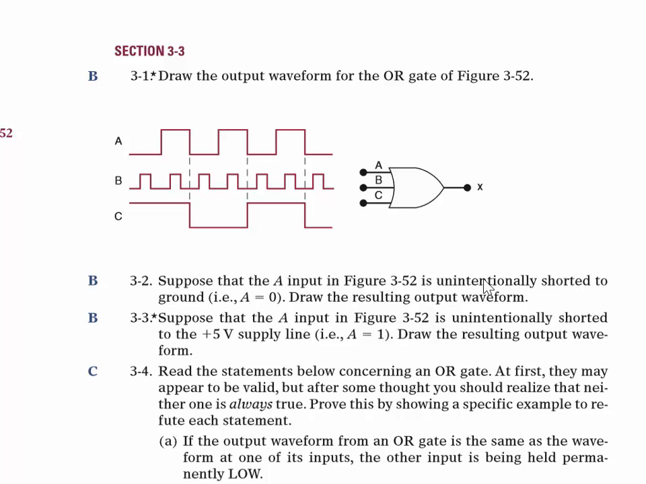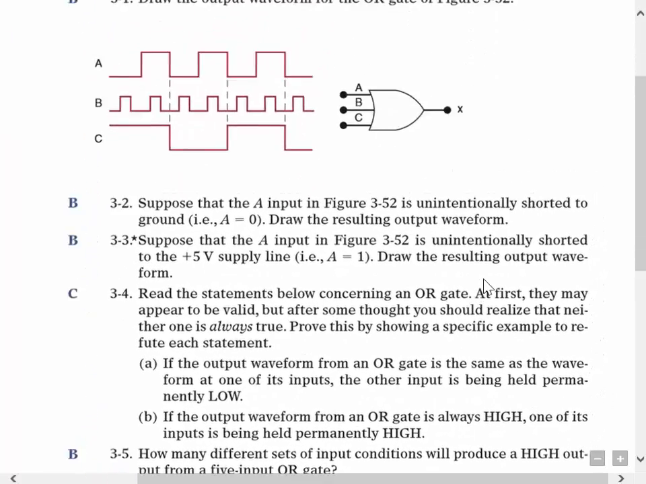This is an OR gate, and I'm going to go through some of these problems today. Anyplace that A, B, or C is high, the output is going to be high. The only time the output is low is, for example, this period right here, where this input is low, this input is low, this input is low. As soon as any goes high, the output goes high. Anytime any of these three inputs are high, the output is high. That's an OR gate.